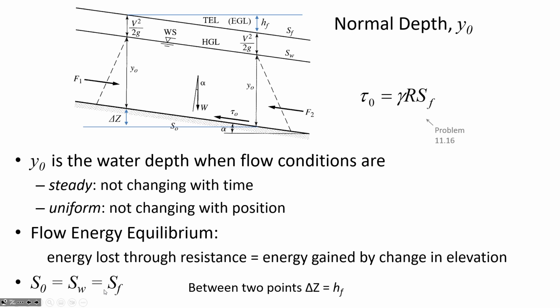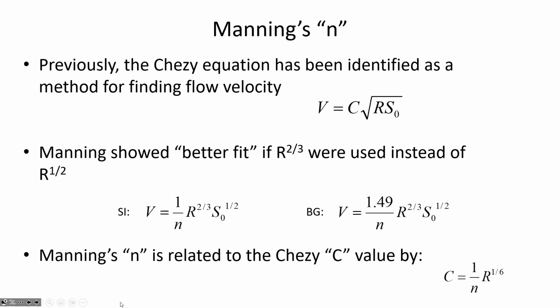So all three of these slopes are equal when the surfaces are parallel: the slope of the channel bottom, the slope of the water surface, and the slope of the energy grade line. Now we're going to use Manning's equation to estimate the flow velocity and the flow rate when we have normal conditions, meaning steady and uniform.